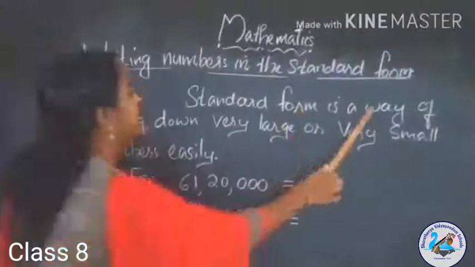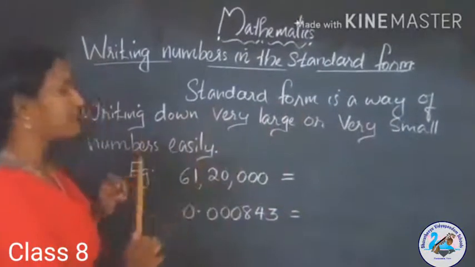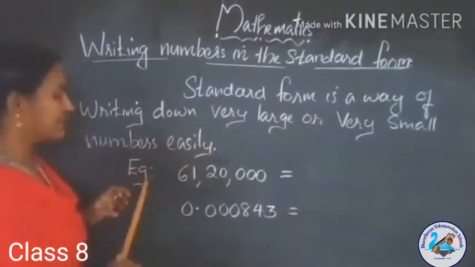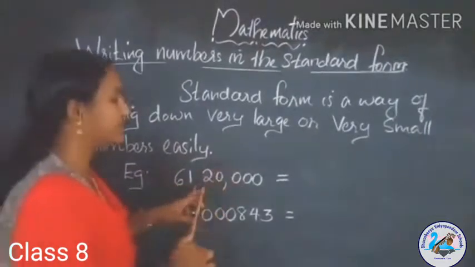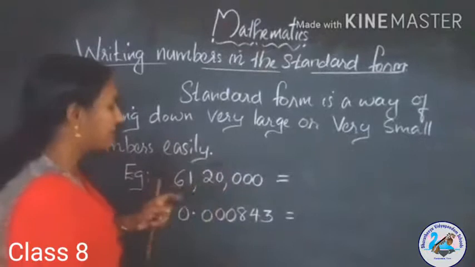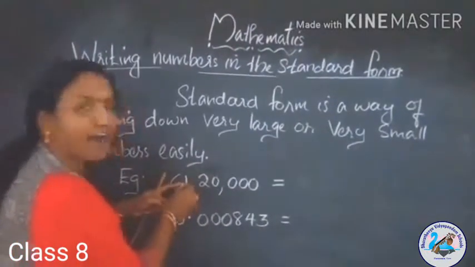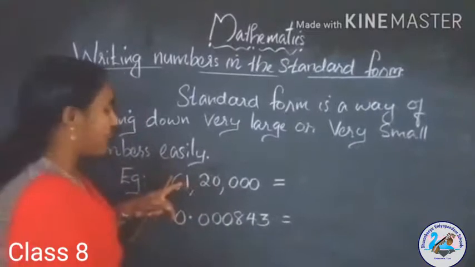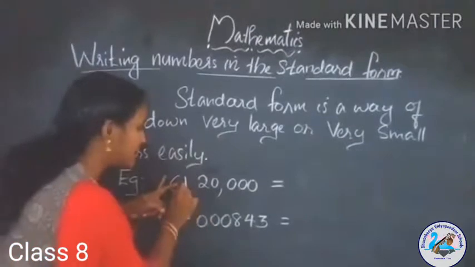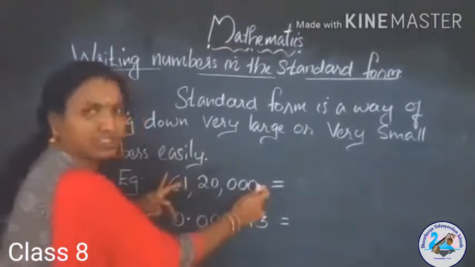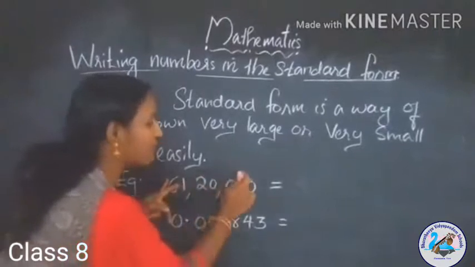Standard form is a way of writing down very large or very small numbers easily. For example, 61 lakh 20,000. The method is: first put the decimal point after the first digit from the left, and count the number of places from the decimal point to the end of the original number. That means 1, 2, 3, 4, 5, 6.